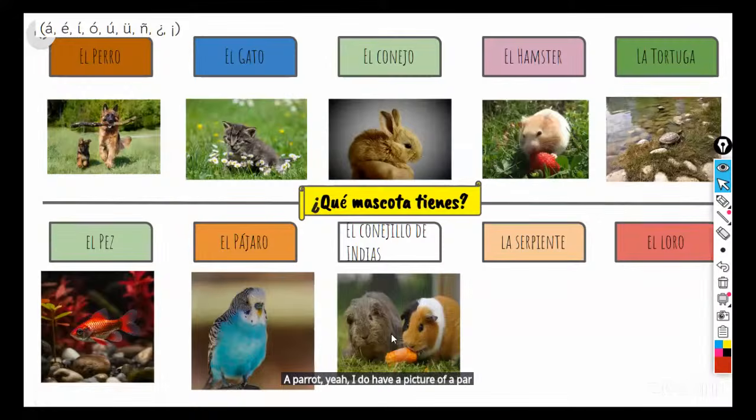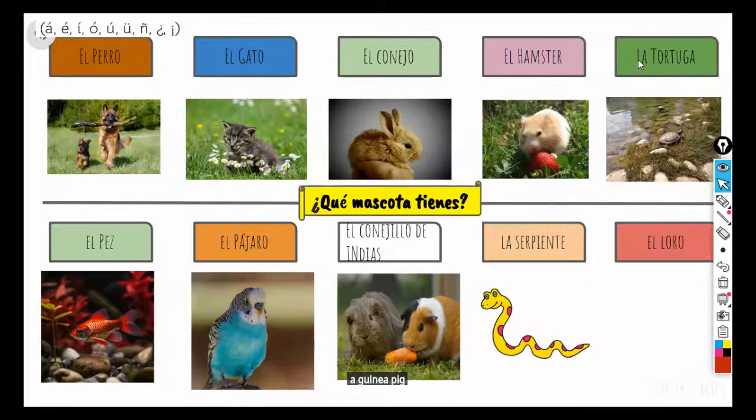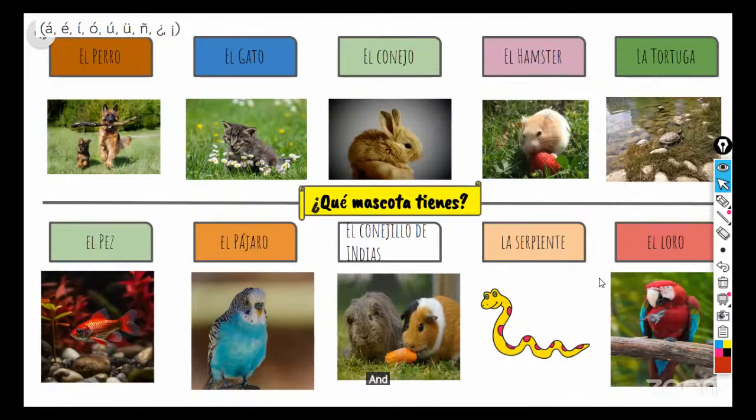Oh, and I forgot, I didn't pause enough for this one. El conejillo de Indias is a guinea pig, right? Somebody said serpent, la serpiente, right? And the last one, el loro, that's what I have as parrot. Although people like to tell me that is a macaw that I have a picture of, and it's not really a parrot.